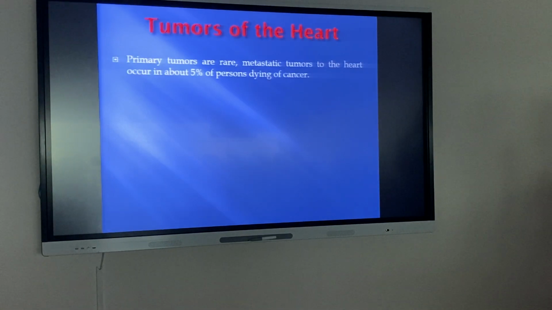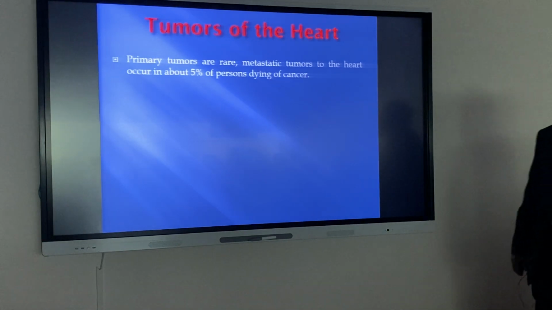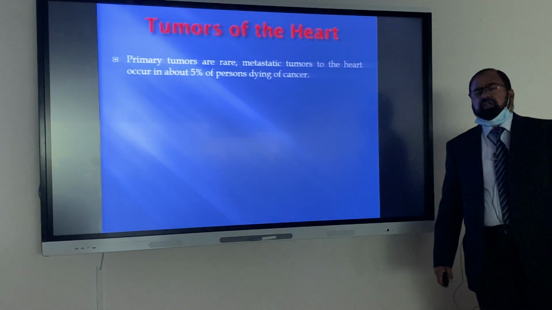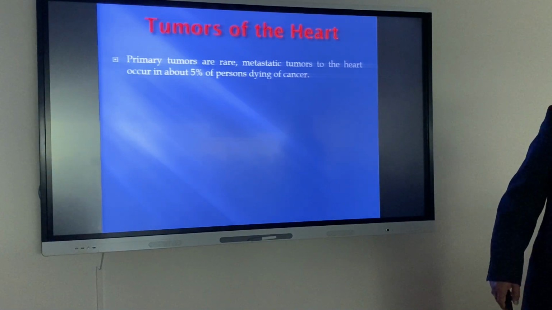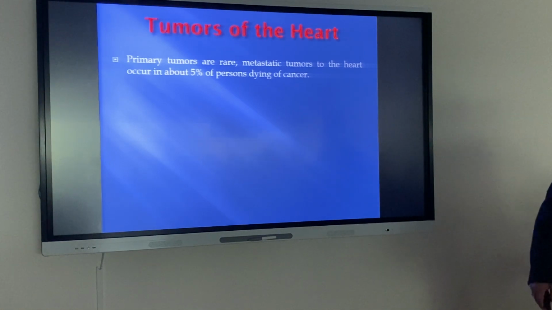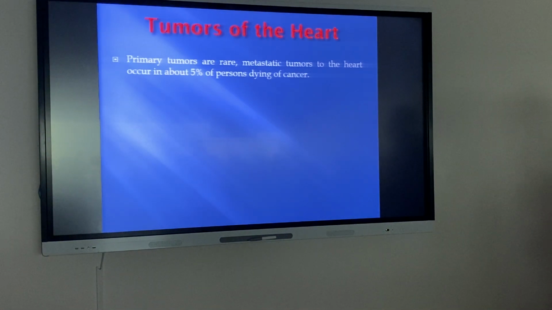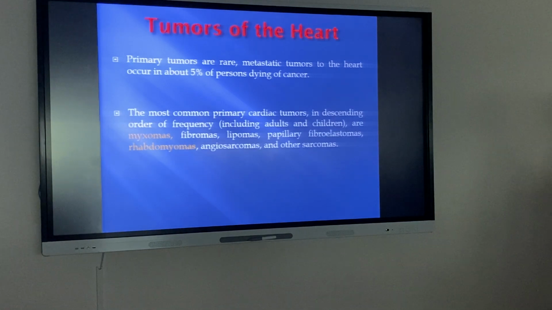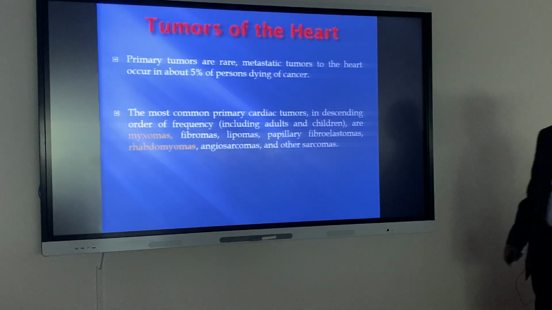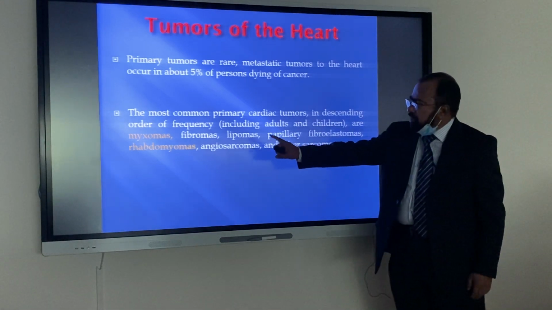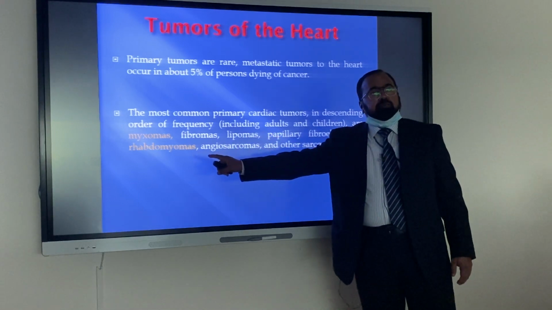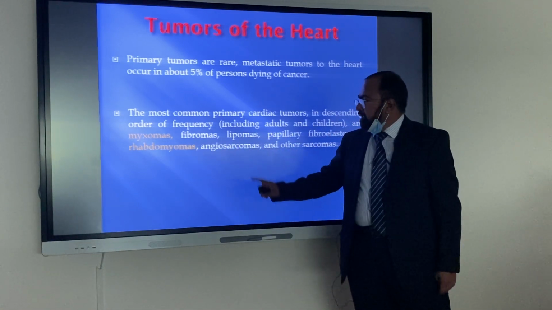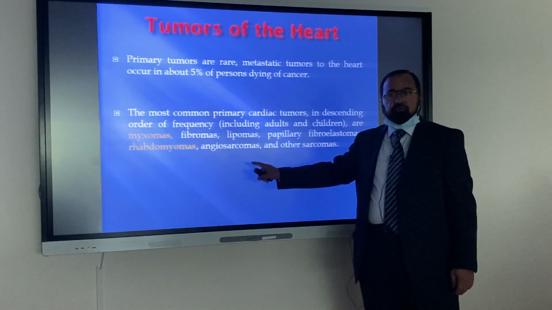Primary tumors of the heart, luckily, are very, very rare. Only about 5% of people die of this. Very rare, hardly. And whenever there is a tumor, the majority are benign, not malignant. There is hardly one or two malignant ones. The most common cardiac tumors in descending order of frequency are myxomas, fibromas, lipomas, papillary fibroelastomas, and rhabdomyomas. These are all benign. Angiosarcoma is a malignant one, which also occurs in the heart.